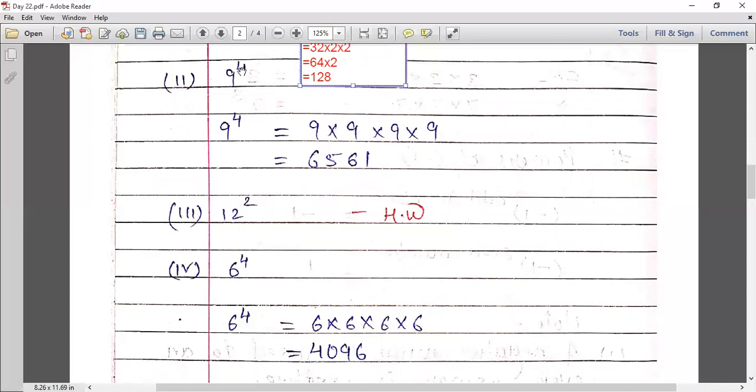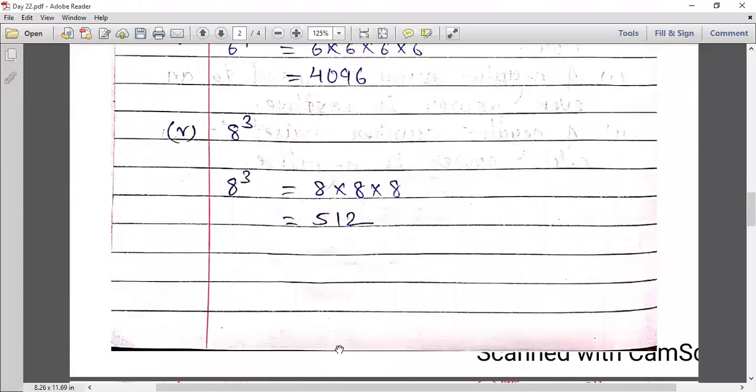Part 2 is 9 raised to 4. Here 9 will be repeated 4 times in multiplication. 9 9's are 81, 9 9's are 81, 81 into 81, 6,561. Try to solve part 3, that is 12 raised to 2. Part 4, 6 raised to 4. 6 raised to 4 means 6 will be repeated 4 times with multiplication sign. You'll get the answer on multiplication as 4096.